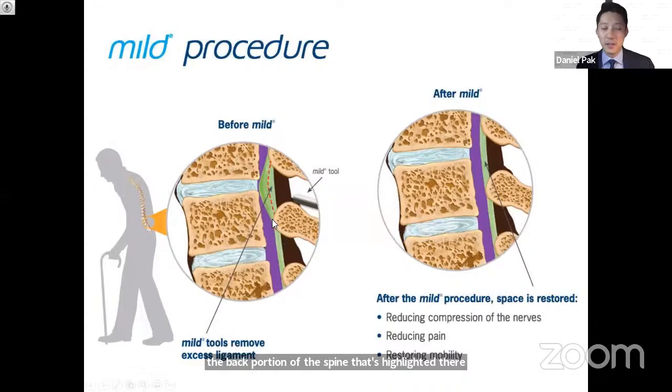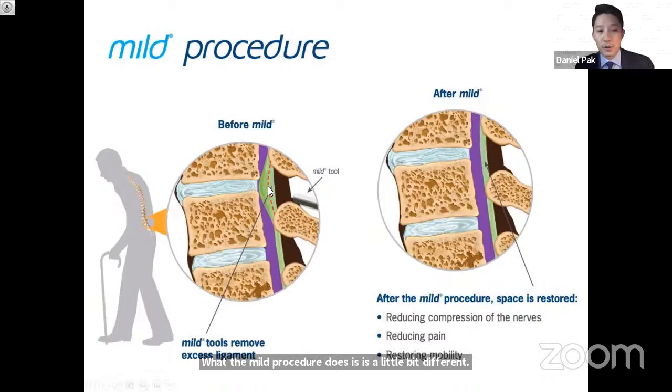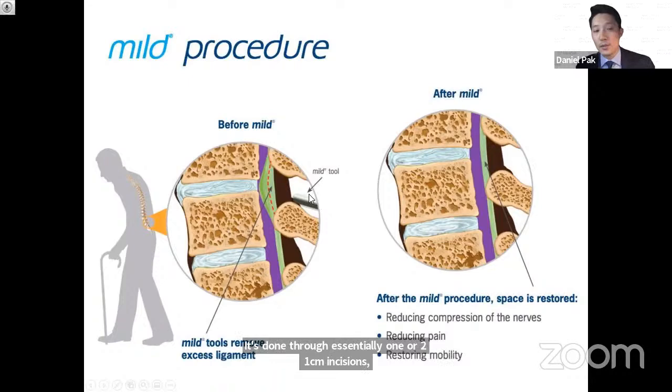But think of that ligament like a callus. Over decades and decades of time, that callus gets thicker and thicker. And that also will contribute to that spinal stenosis. All these elements contribute to crowding of the space. What the MILD procedure does is a little bit different. This actually is not an implantable therapy, very similar to the spacer that we talked about. It's done through essentially one or two one-centimeter incisions. And we pass a couple of instruments there to essentially just shave away the ligament.